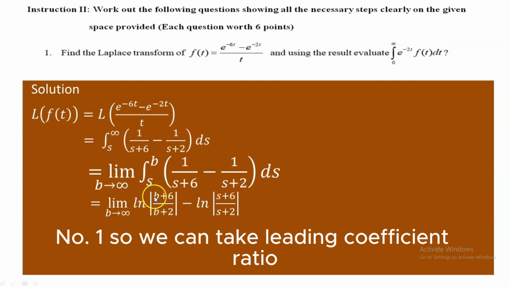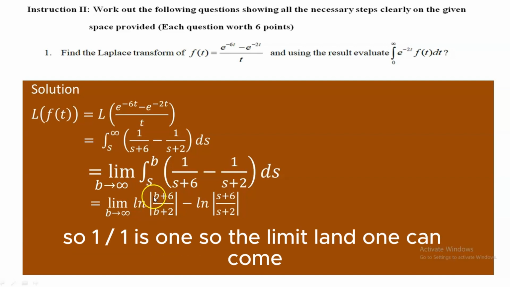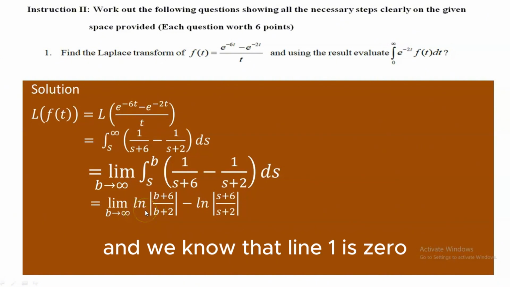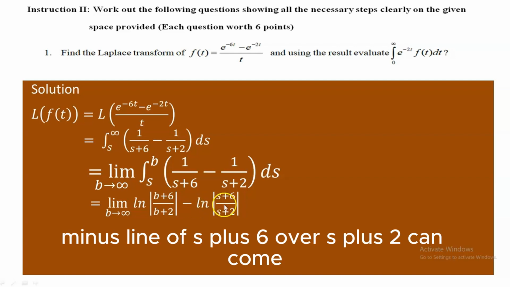So we can take the leading coefficient ratio. We have 1 here, again 1. So 1 divided by 1 is 1. So the limit ln 1 can come. And we know that ln 1 is 0. So 0 minus ln of s plus 6 over s plus 2 can come.